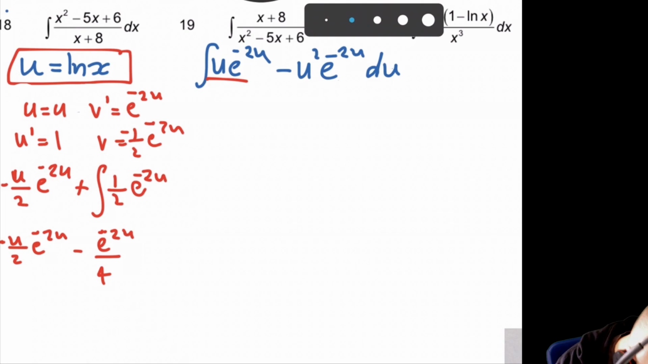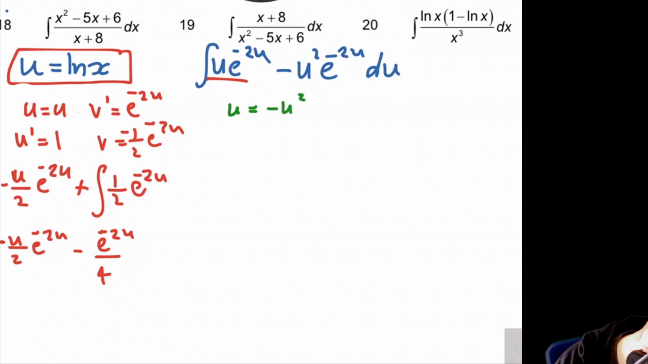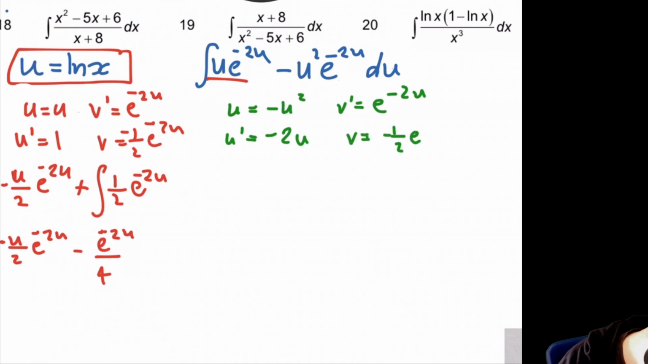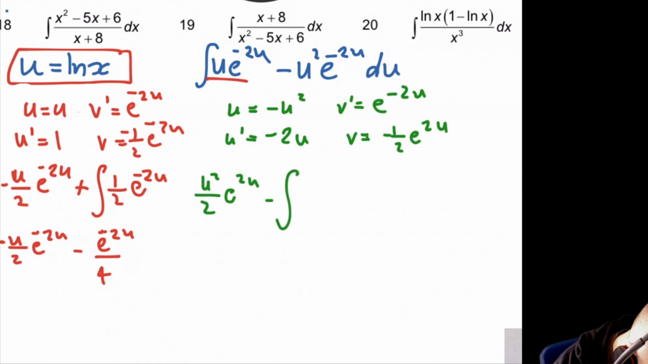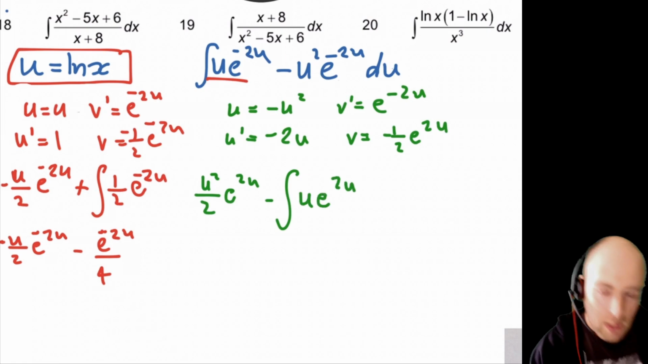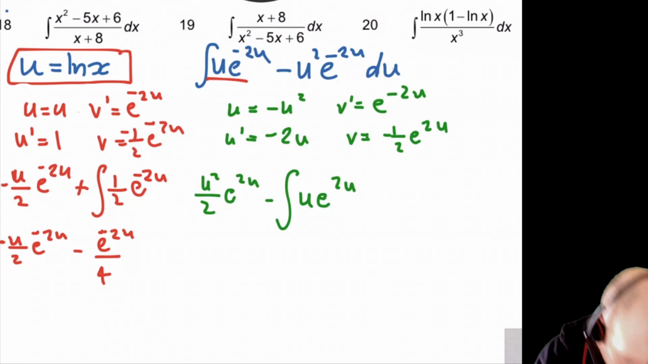Let's go for the next bit then. So here we're going to say u can be minus u squared, v dash can be e to the 2u, u dash can be minus 2u, v can be minus a half e to the 2u. So then we get uv, so that would be u squared e to the 2u, minus v du dx. So the half and the 2 are going to cancel, so we get u e to the 2u. So again, I need to do by parts on this one. Oops, still need a minus.